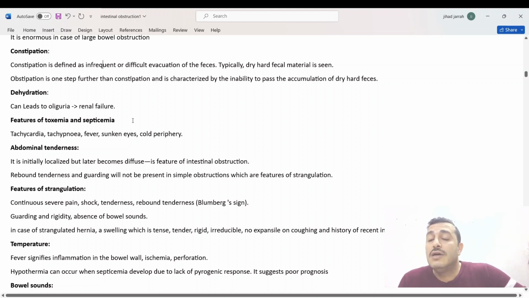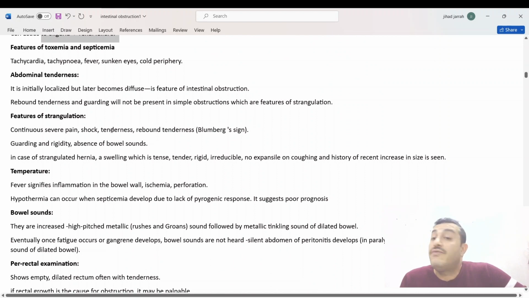Dehydration can lead to renal failure if left untreated, and we will know the initial management. We will see that the initial management is fluid resuscitation. So you can see here that oliguria ultimately can lead to failure. Features of toxemia, these are the clinical features.